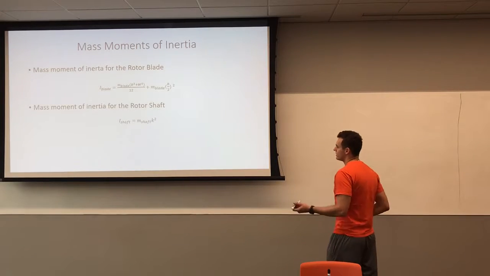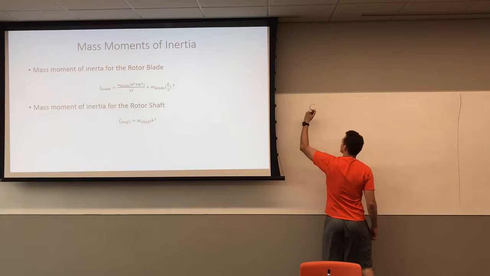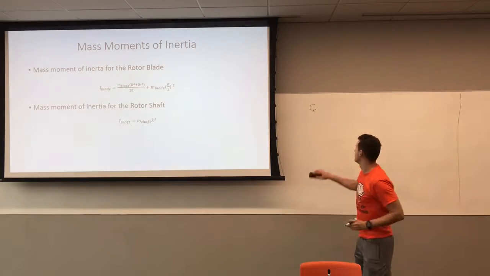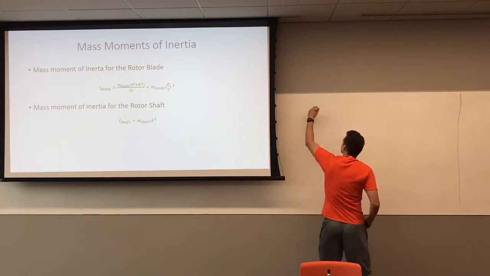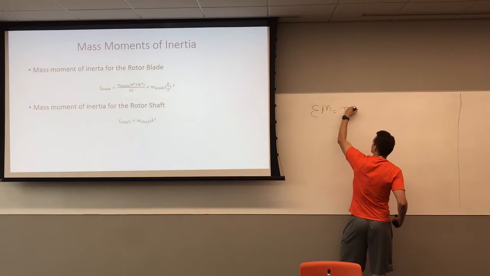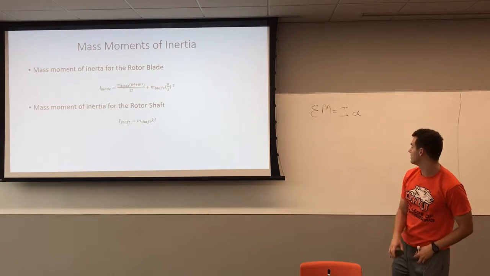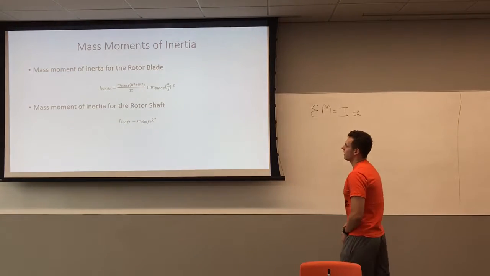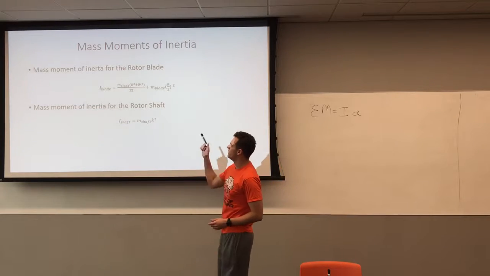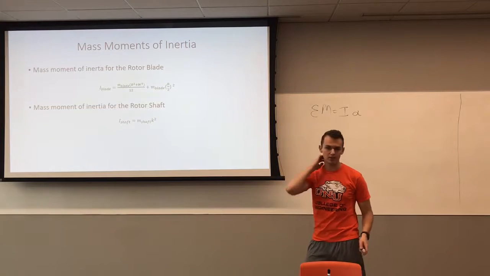In order to calculate the overall motion of the rotor, we're going to sum the moments, which equals the mass moment of inertia times alpha. And the mass moment of inertia, as you can see up here, is calculated for the blade using the mass of the blade times the length squared plus the width squared, divided by 12.